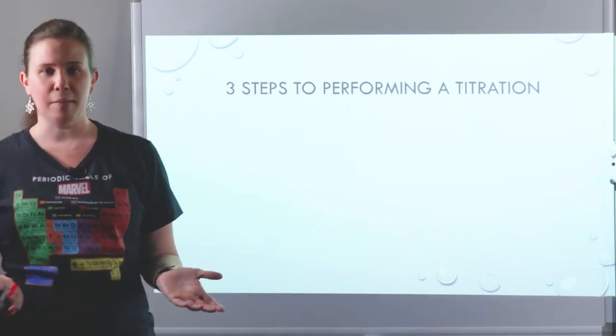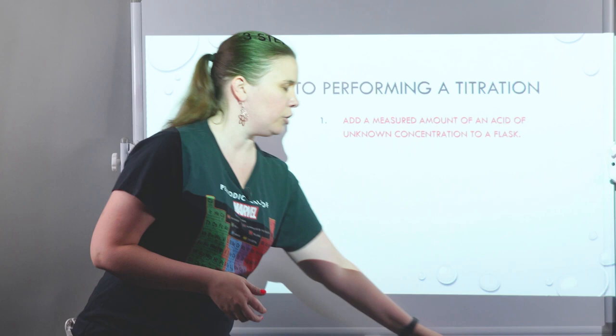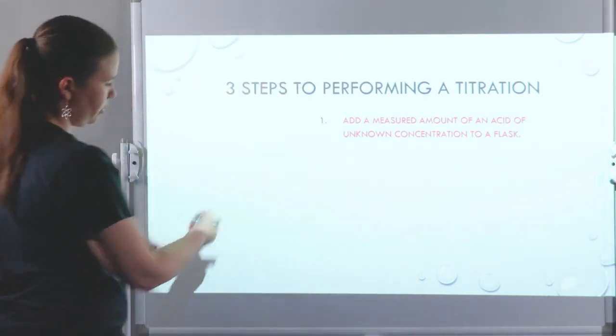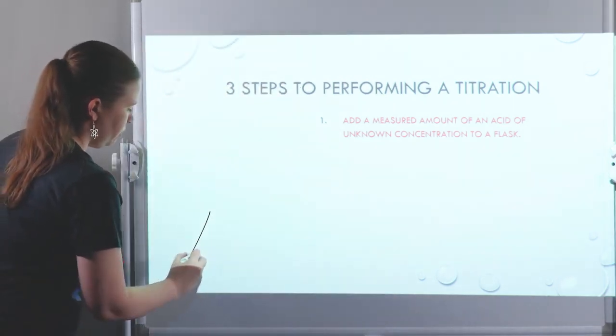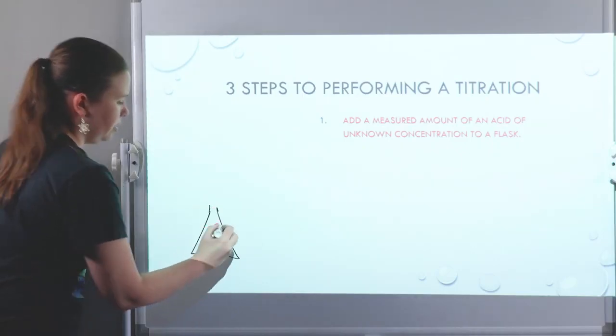So there are three basic steps when you perform a titration. First of all, you are going to need something called an Erlenmeyer flask. I'm going to kind of draw this out to the side here. So the Erlenmeyer flask is the one that looks kind of like a triangle. Sometimes it has a little bit of a neck on it.